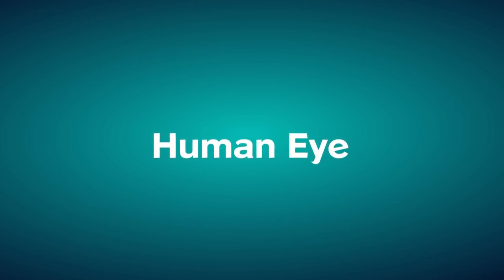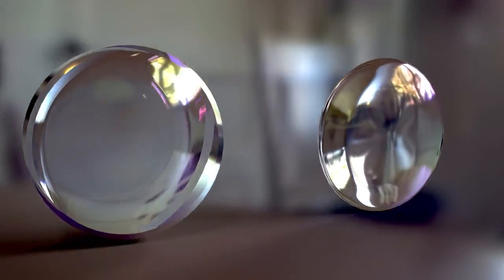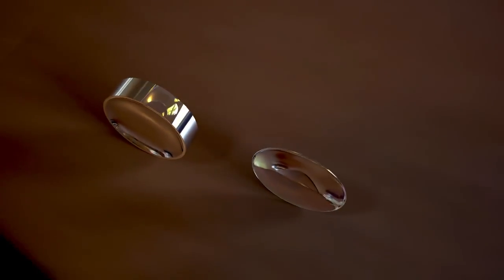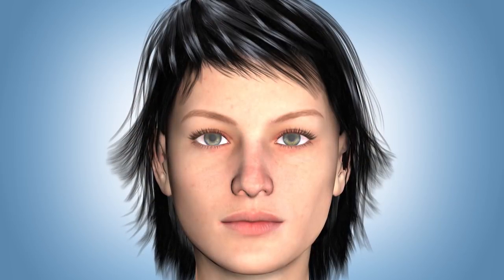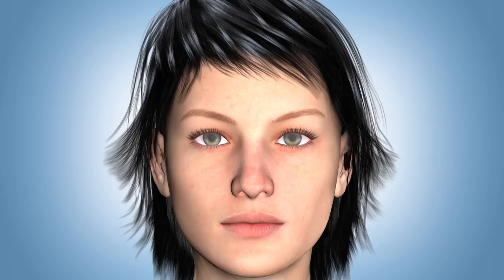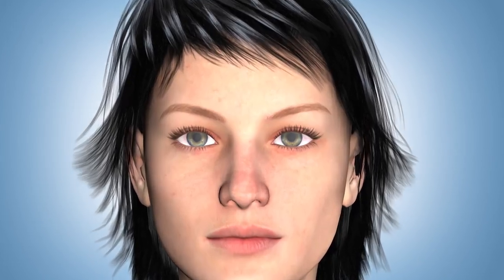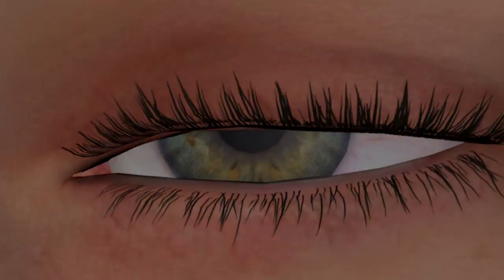The human eye. We know that a lens is an optical device that transmits and refracts light. Our eyes too have lenses that enable us to see objects around us. Let us see how the eye is put together and how it works.